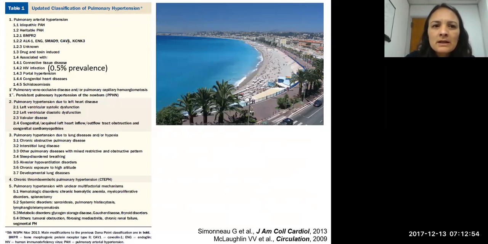Group 2 is pulmonary hypertension due to left heart disease. So that's what I mentioned is very common here. Left heart failure, valvular disease on the left side leading to high pressures in the lung.